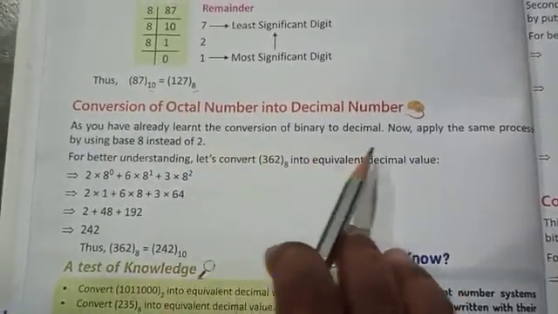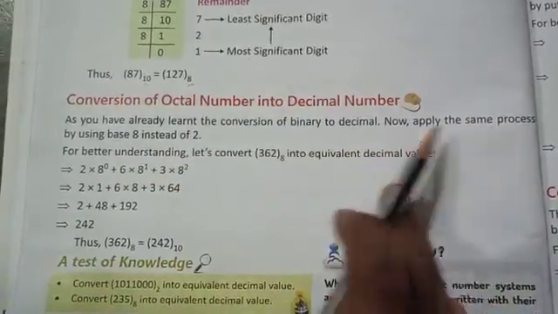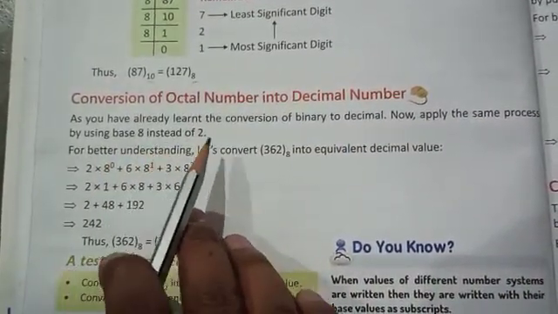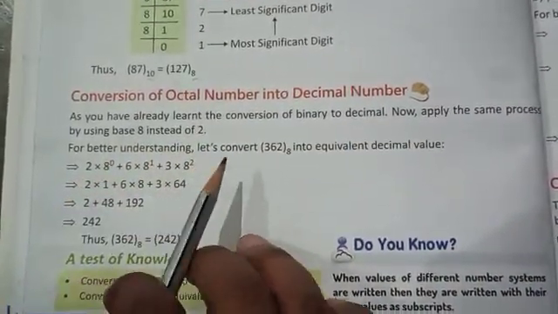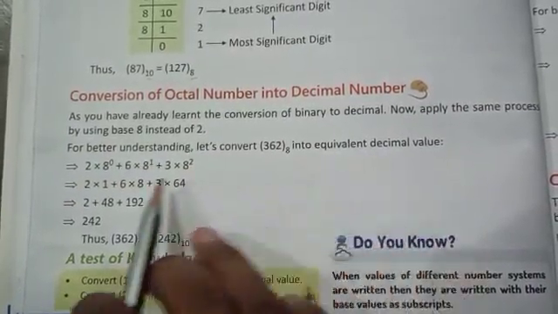Now, conversion of an octal number into a decimal number. As you have already learned the conversion of binary to decimal, now apply the same process by using base 8 instead of 2. For better understanding, let's convert 362 in octal into its equivalent decimal value.